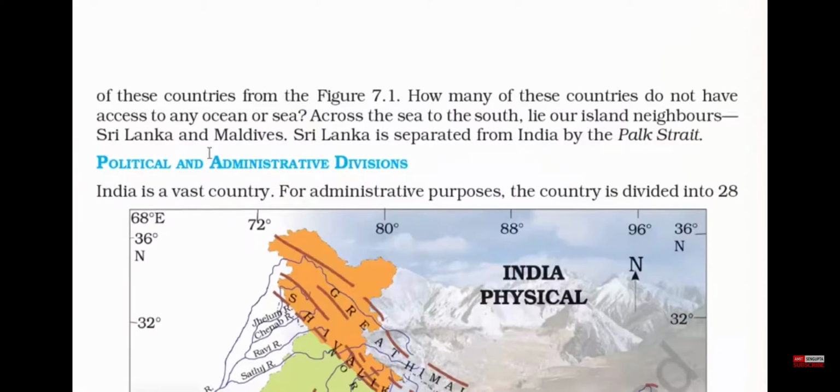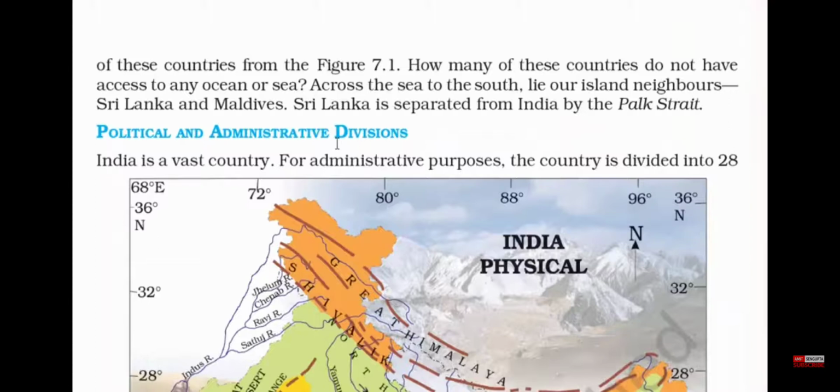So coming to page number 4, here we'll read about a little bit of political and administrative divisions. So what do you mean by administrative divisions? Administrative divisions are done in order to make that country functionable. So if it is not divided into such factors, it would be very difficult to run a huge country like India with a population of 1.25 billion people. So therefore we need proper administrative divisions.